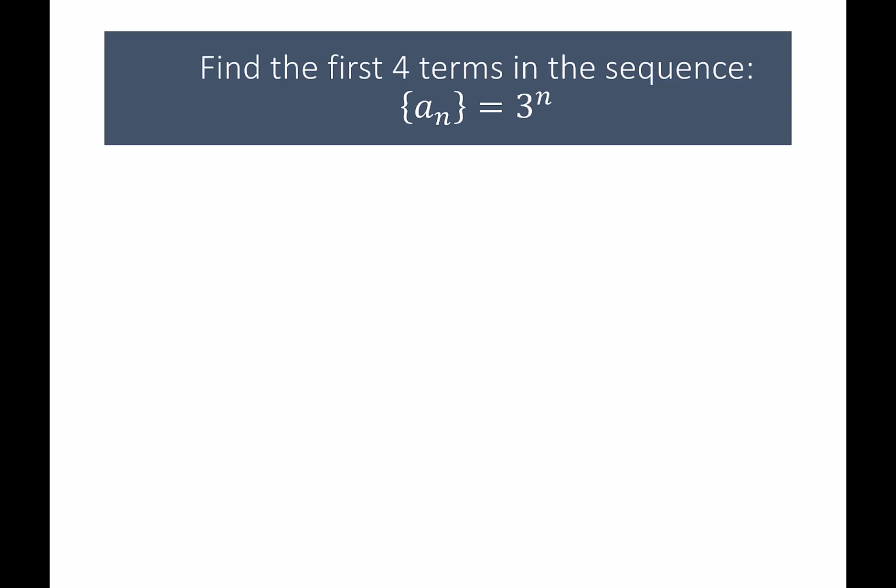Let's do one more where we find the first 4 terms of the sequence a sub n is 3 to the n, and this time I'm just going to write them all together as a list, which means I'm finding 3 to the power 1, 3 squared, 3 cubed, and 3 to the 4th. We know that's equal to 3, 9, 27, and 81.